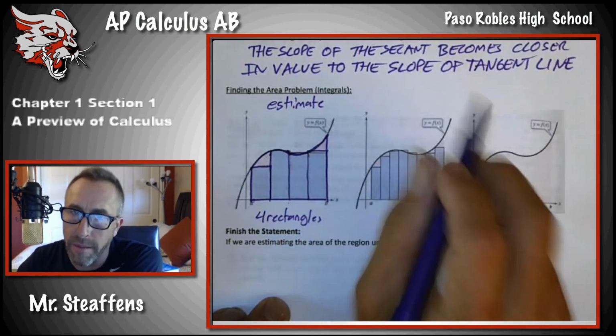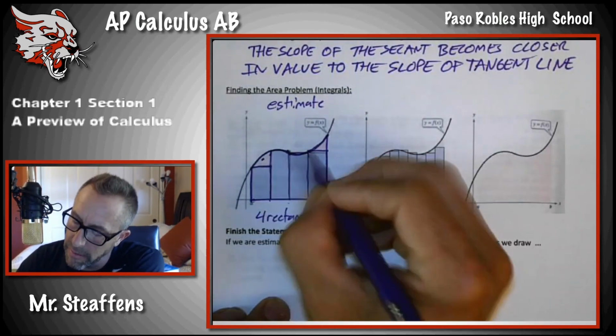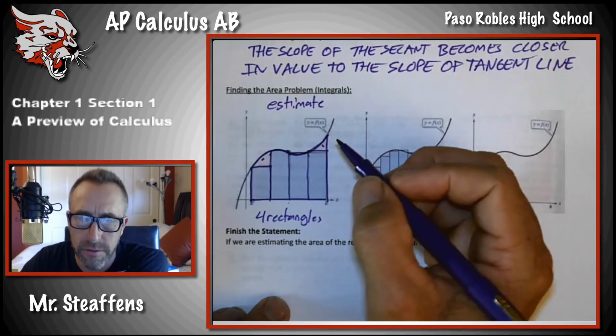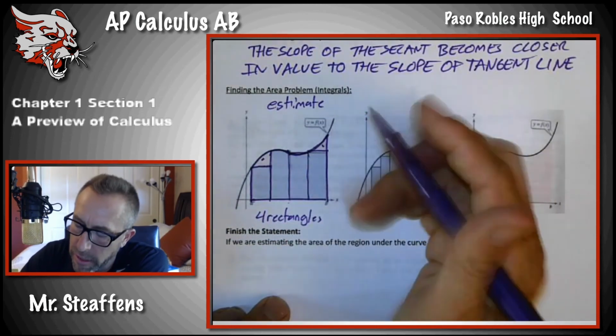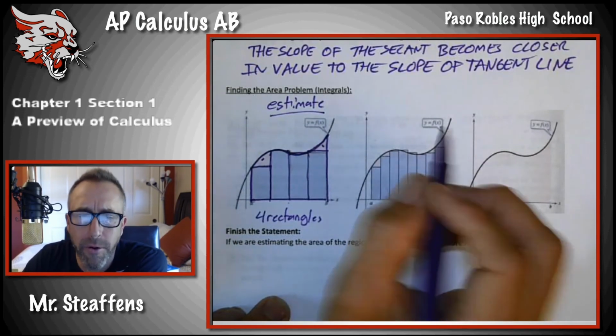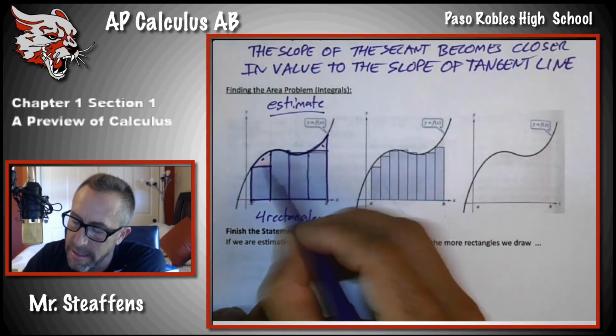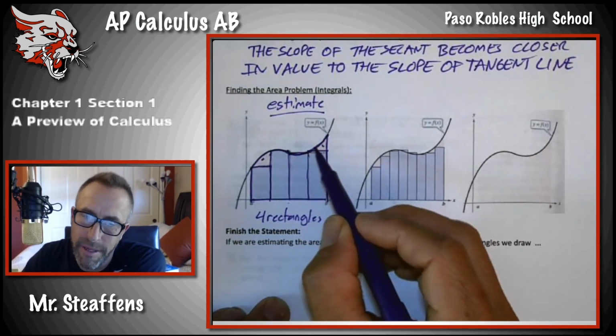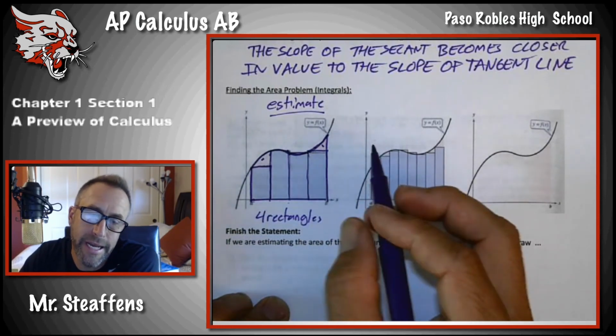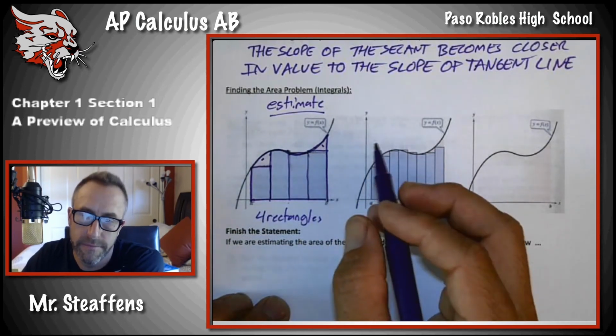Now I would have a problem because clearly there's a space here and a space here that I did not count. So that's why it would be an estimate. It would be pretty inaccurate because I got these pink spaces that are a little bit more than the area that I guessed. I would have an underestimate.